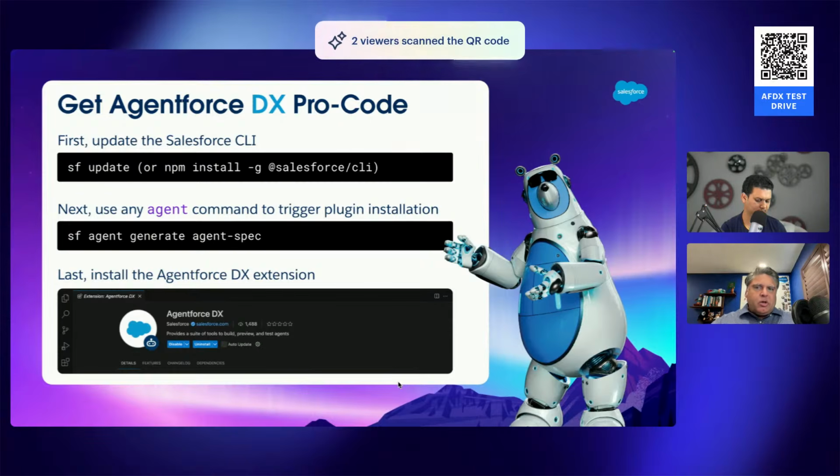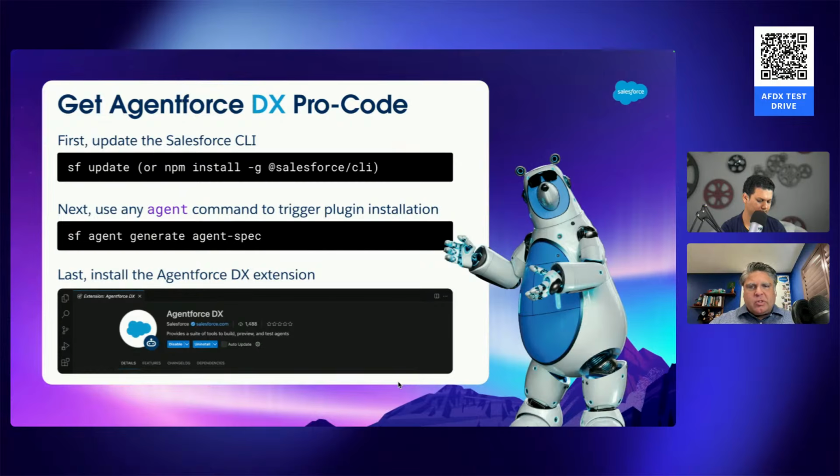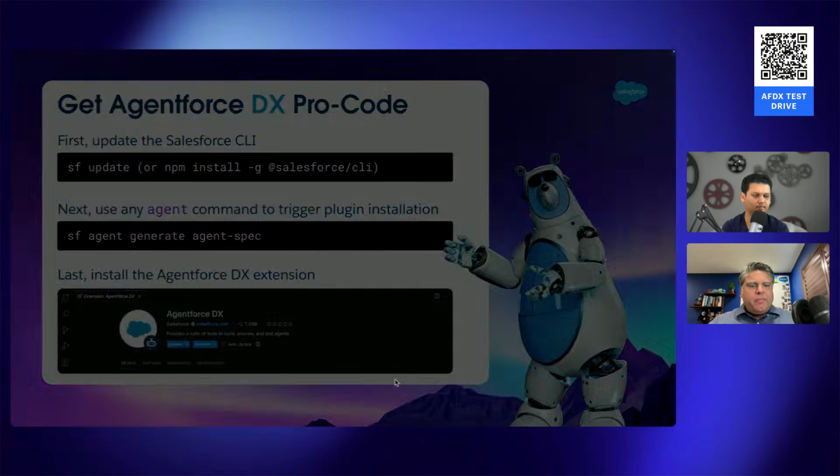And then finally, you want to install the Agentforce DX extension inside of VS Code or Code Builder. It's in the marketplace on both. So you would just go to the extensions pane, do a search for Agentforce DX, and it should pop right up. Just click install, and you're good to go.